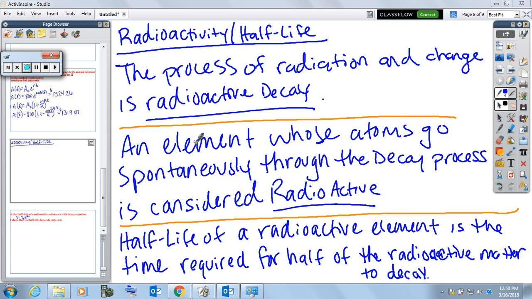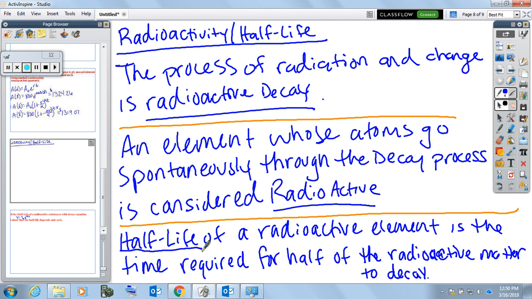Our goals of this video are to define, as you can see, a handful of definitions on the board here at the moment. Define what radioactive decay is, what radioactivity is, and half-life. But we're also going to go into specifically how to find the half-life of a radioactive substance. So let's think about radioactivity for a second.